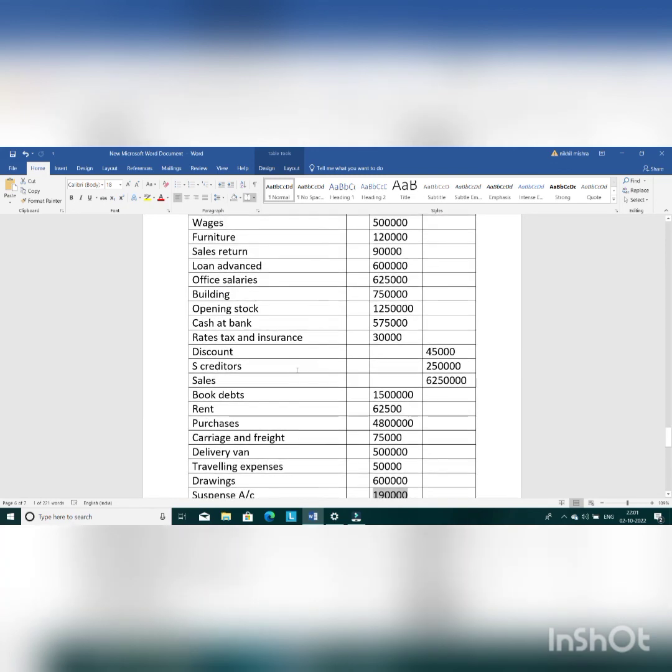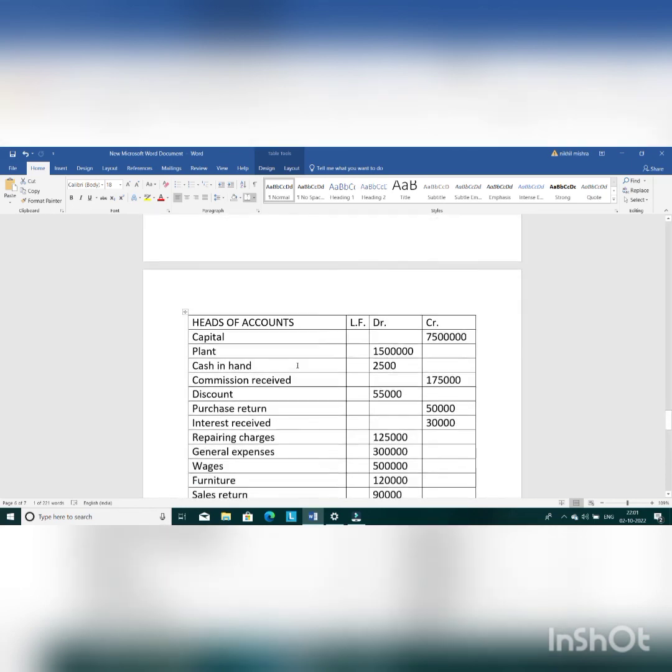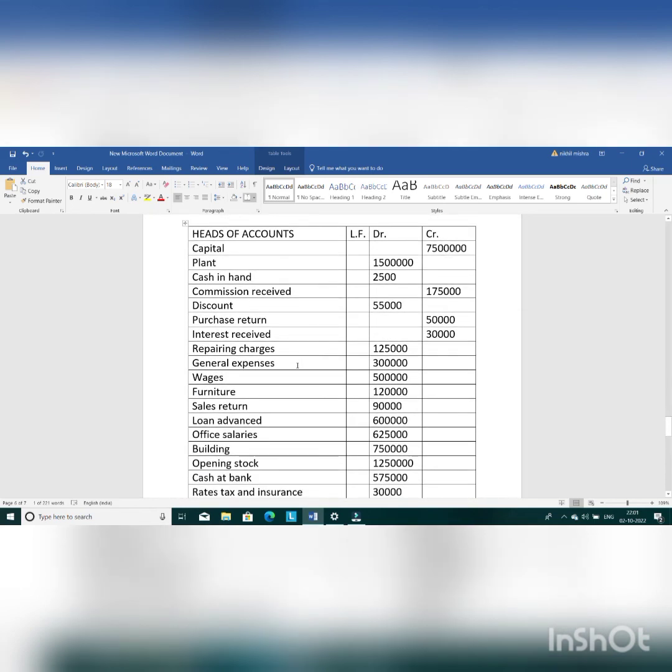Okay, same rules for trial balance, these three sums also. Debit we are writing all the expenses and assets, and in credit column we are writing all the incomes, gains and liabilities.